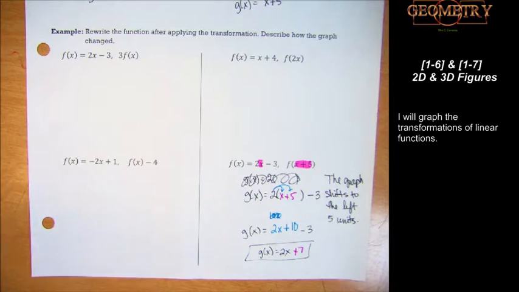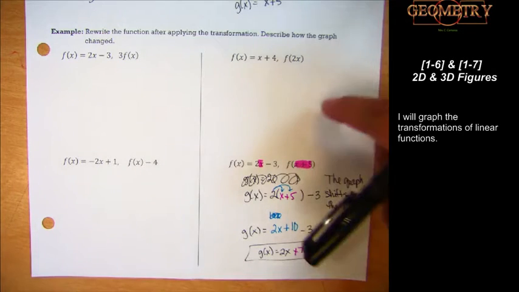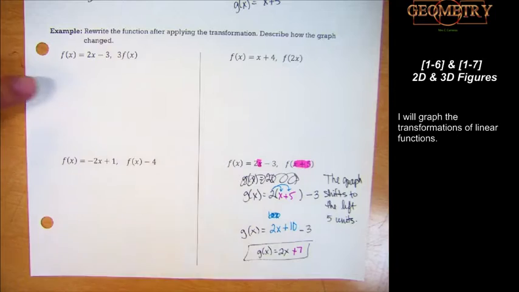All right, I've got 3 other examples. Do you want me to go over any of the other examples? Okay, the bottom left corner. Yes, because it's negative 2x.